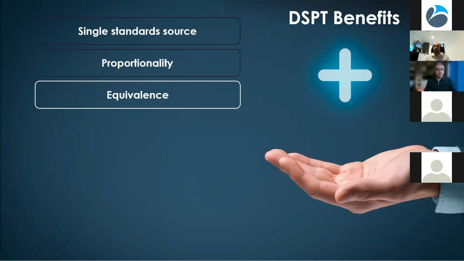Equivalence, as mentioned before, with things like GDPR and the NIS directive. If you're already working towards those sorts of security standards and you have information security management systems in place, they are recognised as part of this process, and you don't need to redo any of those things. You can just use that existing compliance as an equivalent for the DSPT.